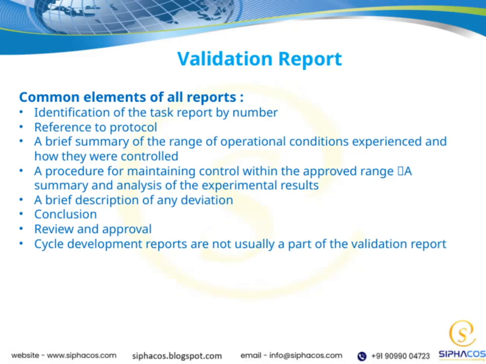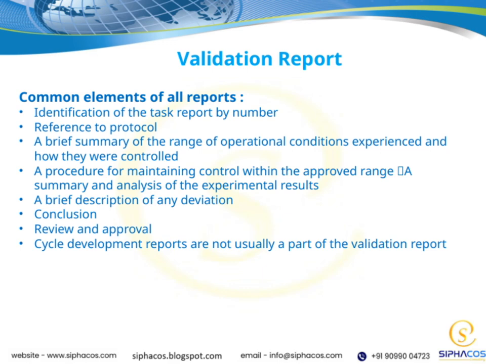First, each report should clearly identify the task by its number. This helps us keep track of each specific project or experiment. Next, there's a reference to the protocol used, ensuring that everyone understands the procedures followed. Then, a brief summary of the operational conditions experienced is provided, along with how those conditions were controlled throughout the process. This part is crucial because it shows how we managed the environment to stay within acceptable ranges.